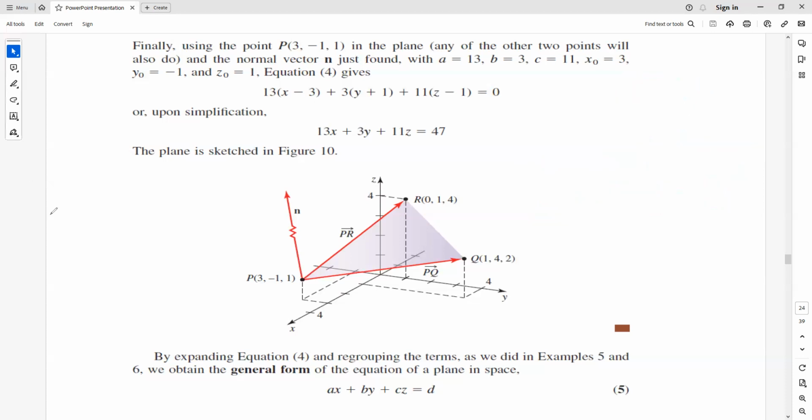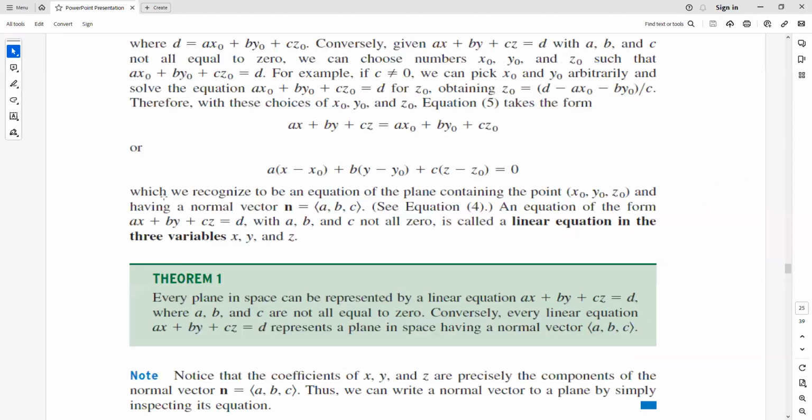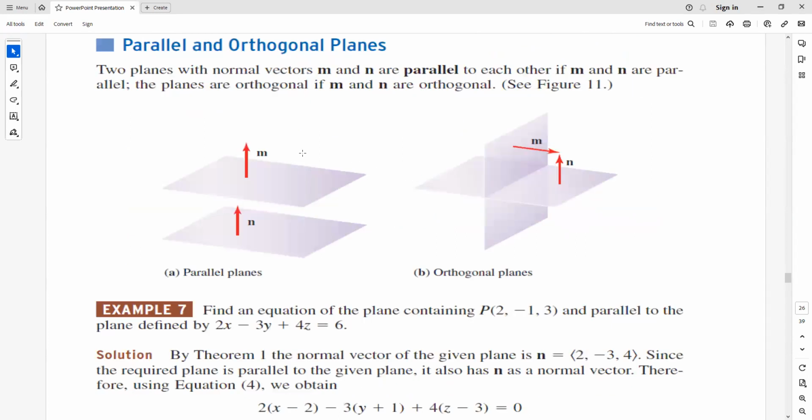Now let's see some more examples. Okay, there are no more examples here, so we can just have some practice problems from the exercise. Now the other topic is parallel and orthogonal planes, right?